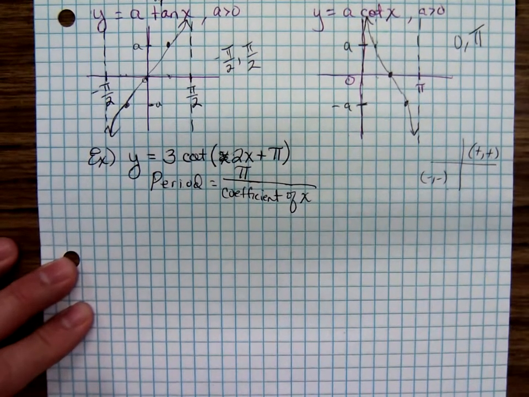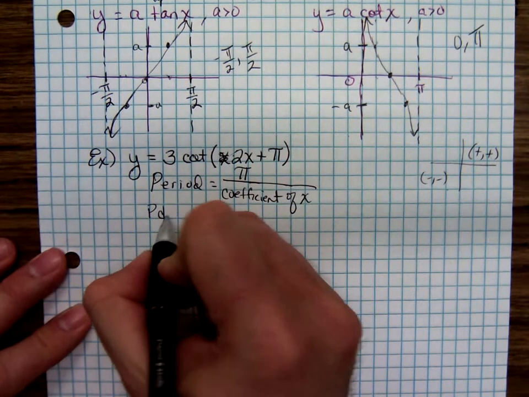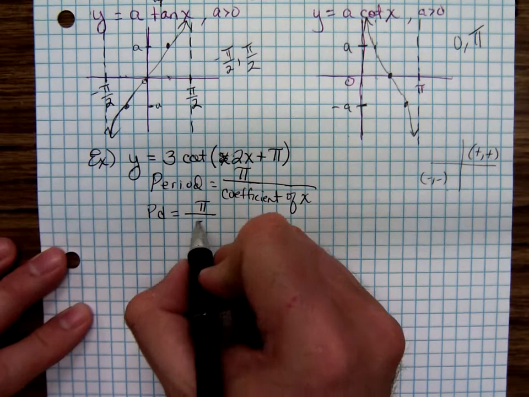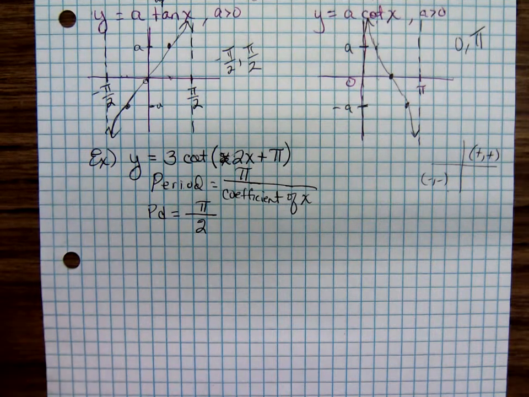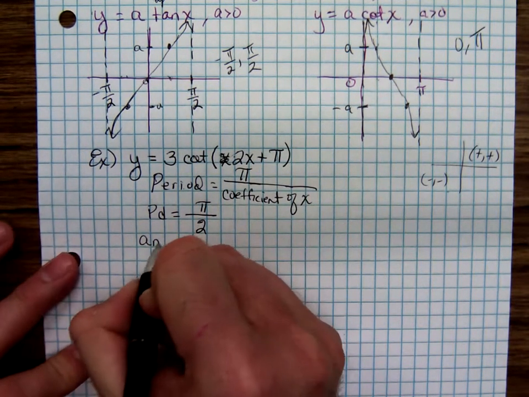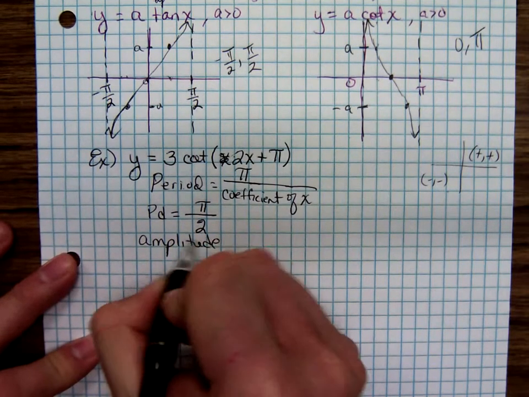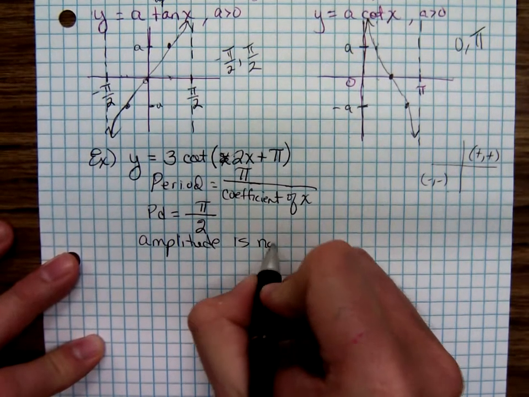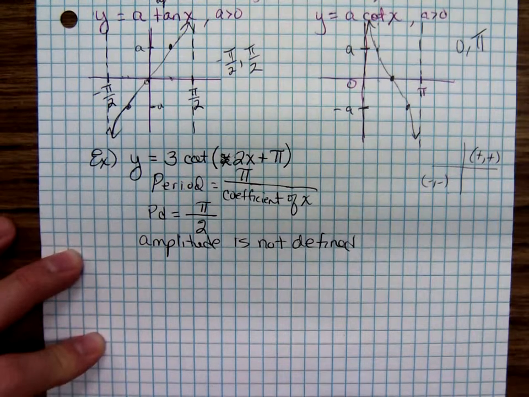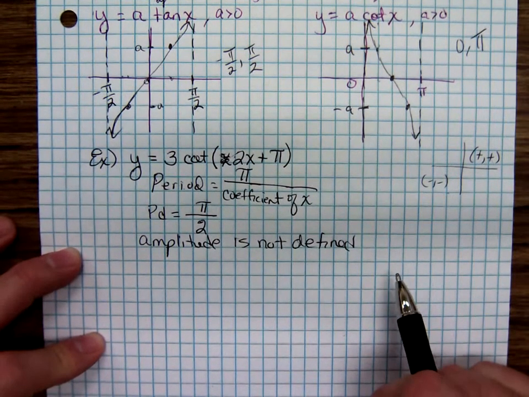Okay. So in this particular problem, the period would be pi over what? 2. And there'll probably be some homework problems that ask, what's the period? I wonder how tricky they're going to get. If it asked what's the amplitude, don't say 3, what would you say? Not defined. Amplitude for tangent and cotangent isn't defined. Why? Because the graphs just keep going and going up and down. There is no furthest distance it gets from the x-axis.